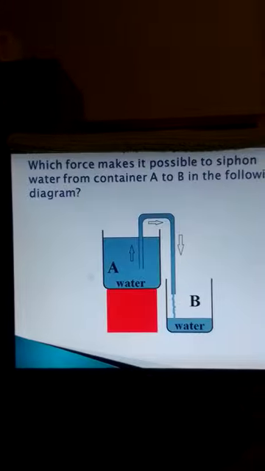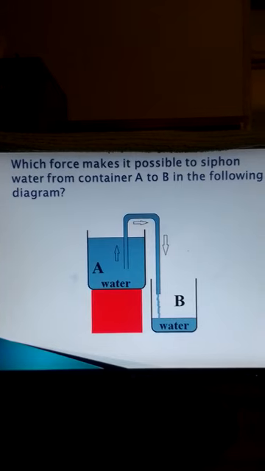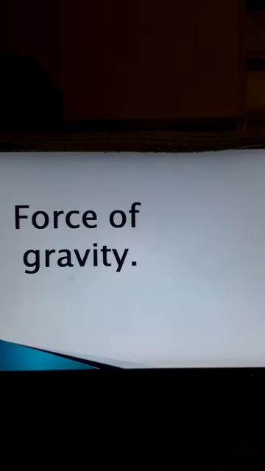Okay, which force makes it possible to siphon water from container A to container B in the following diagram? So water is sucked at the end of the tube in B and it comes out. It flows from container A to container B. Now, which force is responsible for that process? The answer is the force of gravity.